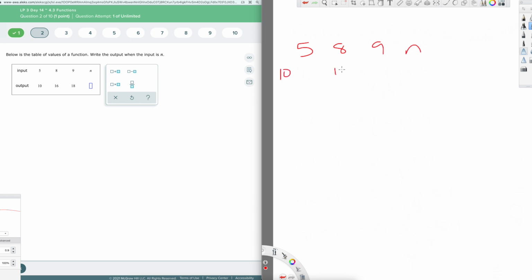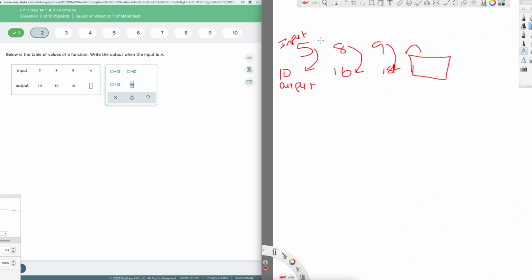How do I go from the input to the output? And our question is, what will this be? So here's my input, is this column, and then down here, this is my output. So if I put a 5 in the machine, I get a 10. If I put an 8 in, I get a 16. The 9, I get an 18.